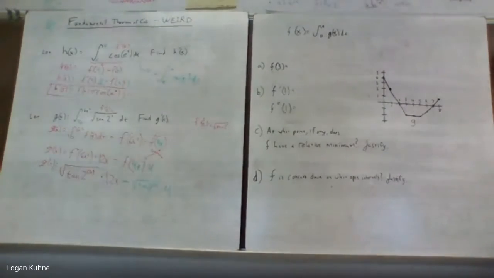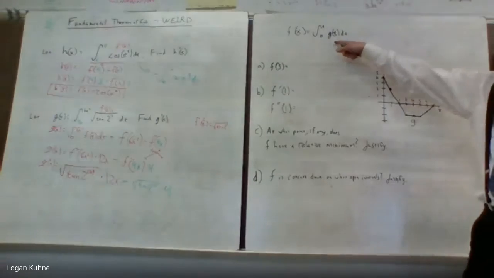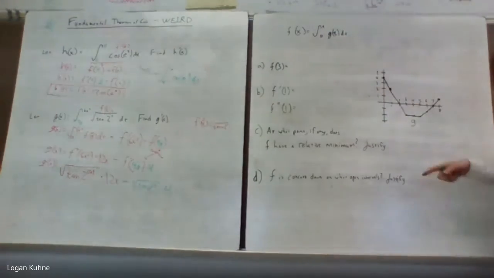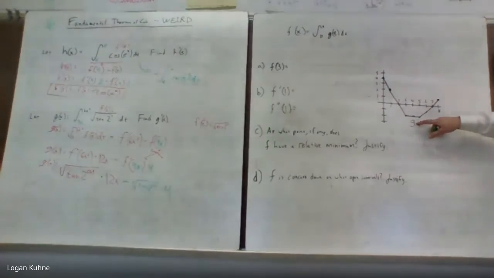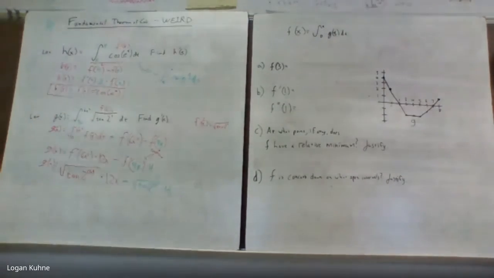Okay, this problem right here is, in a strange way, just review. You have done everything on this already. It looks weird because I'm saying f is the integral from 0 to x of g of t dt, where this is g. But you can totally do everything on here.